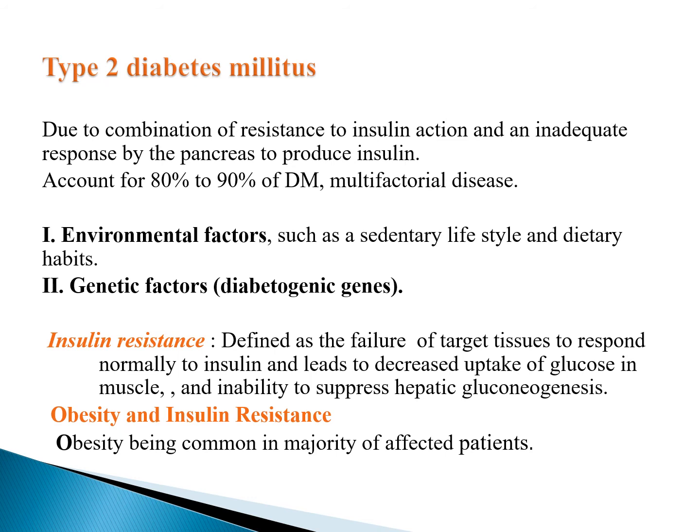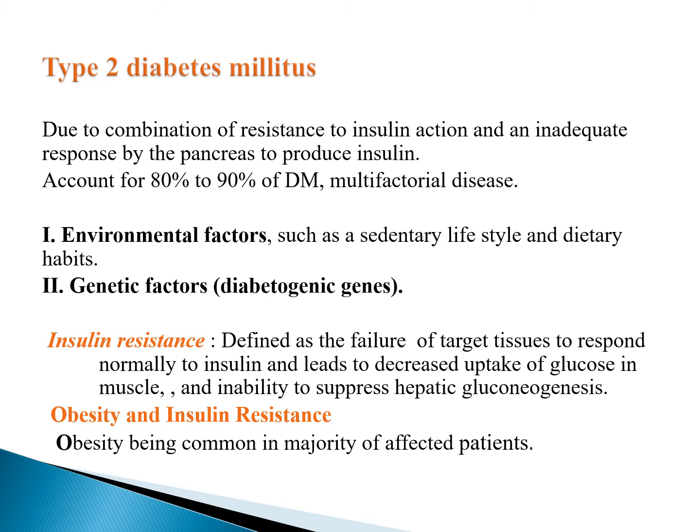What is insulin resistance? Insulin resistance means failure of the target tissues to respond to insulin. So insulin is produced normally in the body, especially at the beginning of the disease, but the peripheral tissues do not respond to the insulin, so there is decreased uptake of glucose by the muscles, so the glucose stays in the blood and rises. There is inability to suppress liver gluconeogenesis, so the liver continues to produce more glucose.